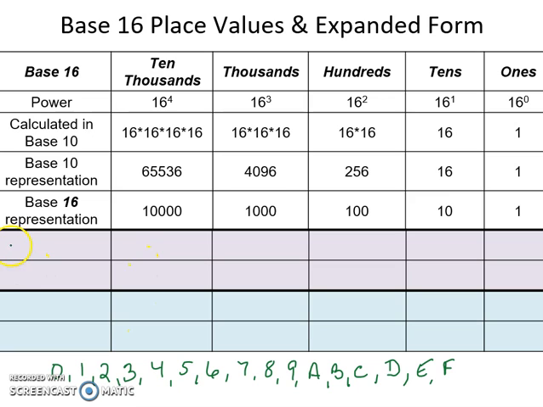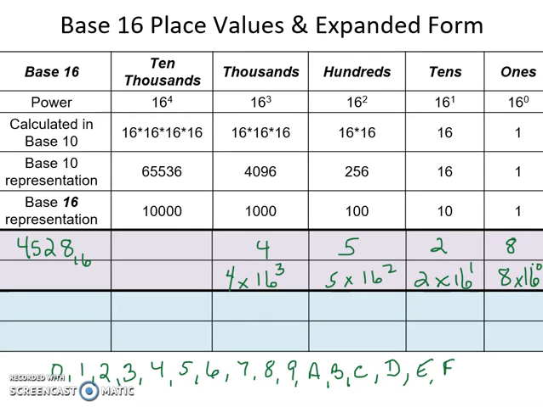So we have, say we have 4, 5, 2, 8. So we have 4,528 in base 16. So again, it might be easiest to start in the ones column and fill it in going to the left so we can keep track of where we are. So this would be 4 times 16 cubed, and let's see, 5 times 16 squared, 2 times 16 to the first, 8 times 16 to the 0. So that's all we're doing for expanded form.